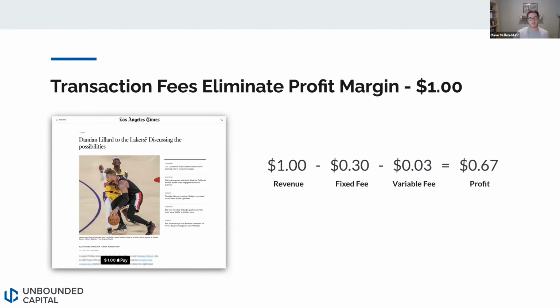Let's say that instead of 10 cents, the per article price is $1. You're going to have a lot more churn. Maybe people aren't willing to pay the $1 who are willing to pay the 10 cents. But now you're getting $1 in revenue, 30 cents in fixed fee, 3 cents in variable fee. Now you're actually seeing a profit of 67 cents, but you're losing 33% of your revenue to fees. So that's a huge margin for whoever's selling the product, in this case, the article.